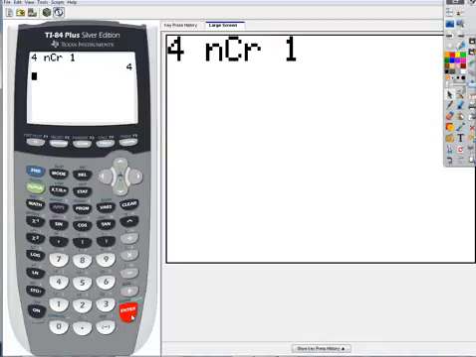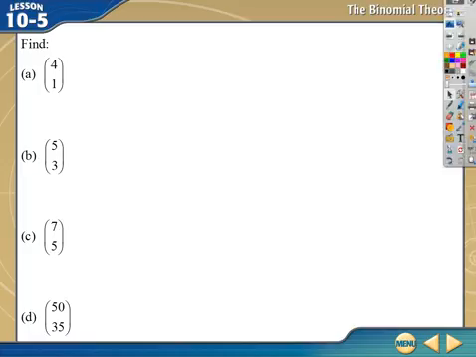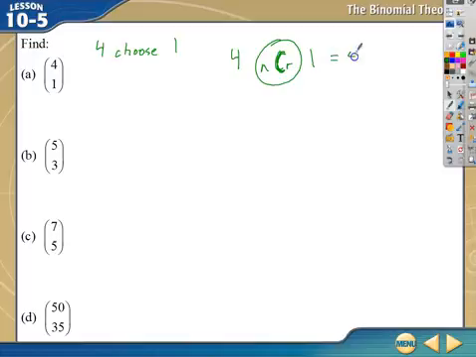Woo! That's exciting. So I go back to where I was, and I say this is equal to 4. Well, what does 4 choose 1 really mean? What this is saying is I have 4 things, and I want to find out how many different ways there are for me just to choose one of them. It makes sense that there's only 4 ways for that to happen, right? I choose that one, that one, or this one. There's only 4 of them to choose from.